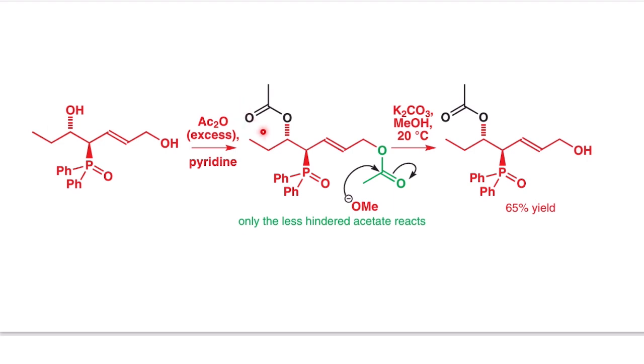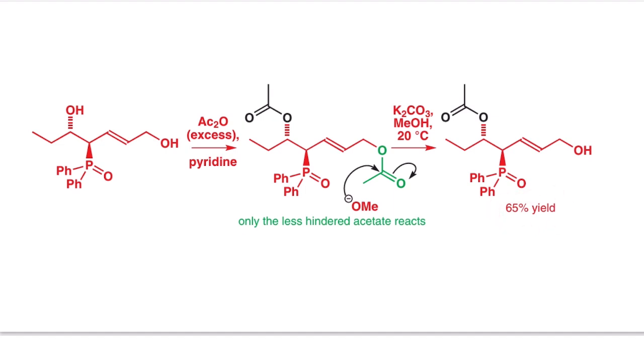So that is, both the secondary hydroxy as well as the primary hydroxy are acetylated to get a diacetyl product. In the next step, we use potassium carbonate in methanol that will deprotect or hydrolyze the acetate of the primary hydroxy group. Because this is the less hindered acetate, it will get hydrolyzed, we get the free primary alcohol, and this is in 65% yield.